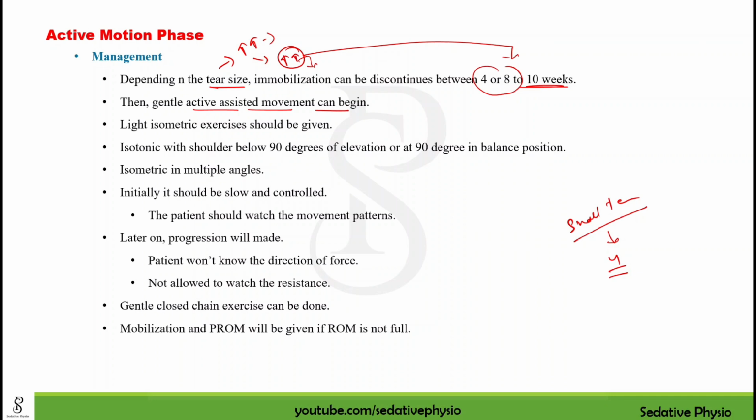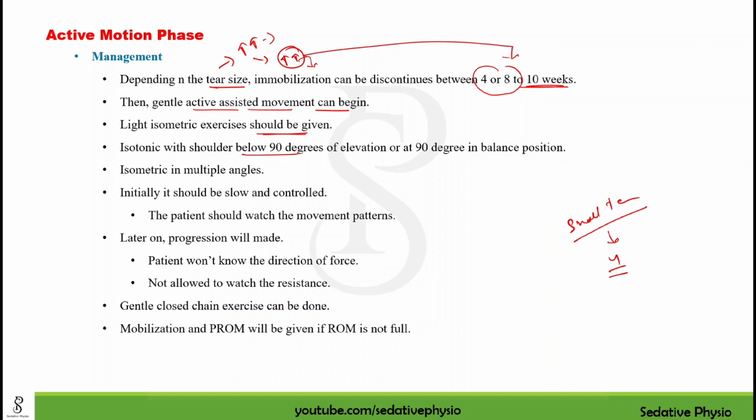Once the immobilization is discontinued, then only we will go for the gentle active assistive movement. During the immobilization period, we will just go for the posterior glide, the accessory movements of the shoulder, right? Once the immobilization is discontinued, then we will go for the gentle active assistive movement. Light isometric exercises should also be given at that stage.